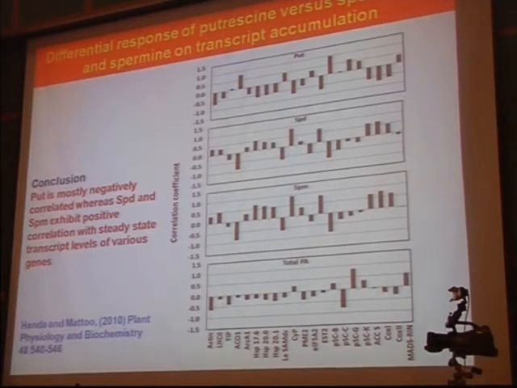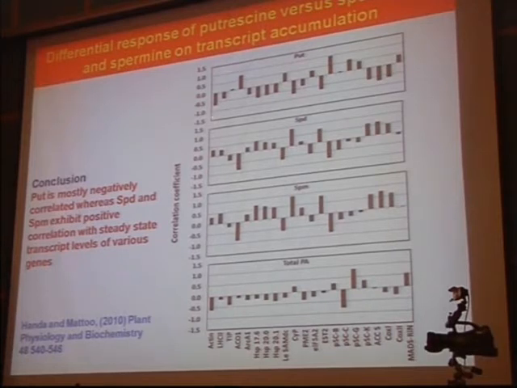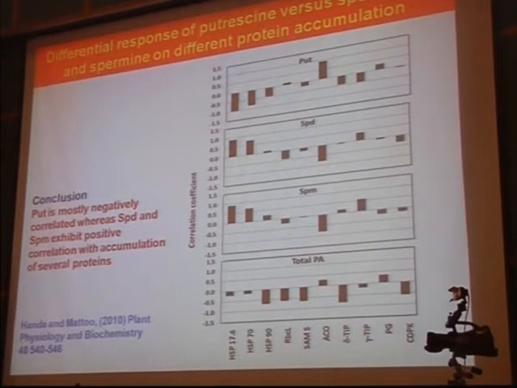Same was true when you look at the different transcripts, and you find a lot of transcripts are downregulated by putrescine, while they are upregulated by spermidine and spermine. Not upregulated, they show positive correlation with spermidine and spermine. Same was true when we looked at some of the proteins. We did a lot of Western blots and found the same thing: more proteins showed negative correlation with putrescine, but positive correlation with spermidine and spermine.